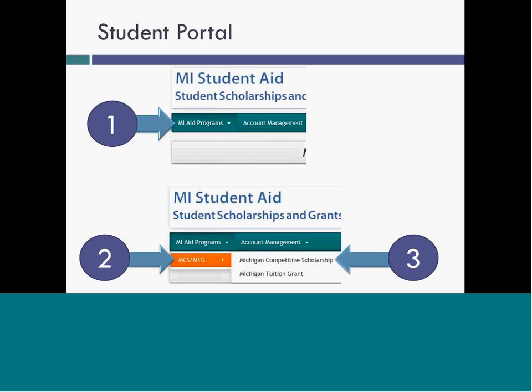The student selects My Aid Programs. A subcategory of the aid programs will drop down for them to then select and check on their eligibility status for those programs. As a reminder, when students are getting into the student portal, we still only have MCS, MTG, and TIP implemented into MiSSG.